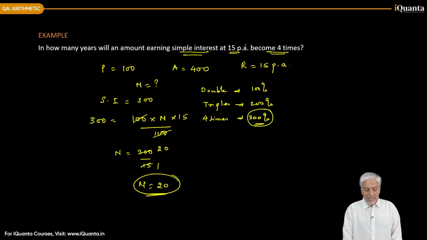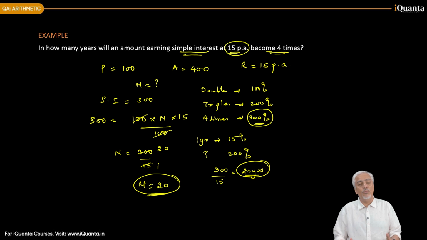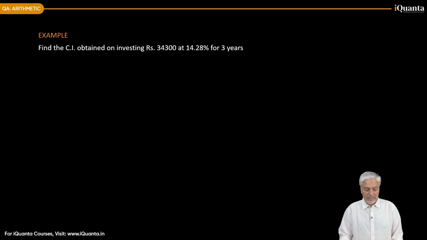right? 1 year is earning you 15%. So to earn 300%, it will take how many years? So it will be 300 divided by 15, which will take 20 years. So that becomes one more very easy approach to do such a question. Okay, so with every question, we are learning a couple of approaches. We'll come to a couple of compound interest questions now, and we'll see a couple of different approaches for this.